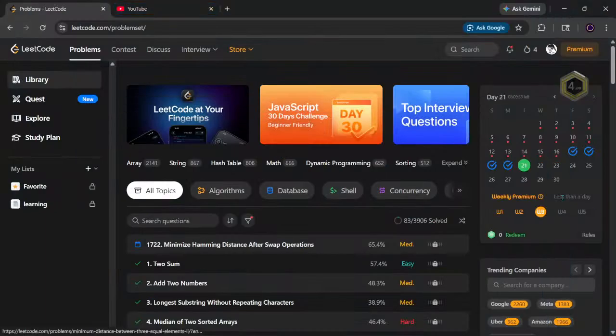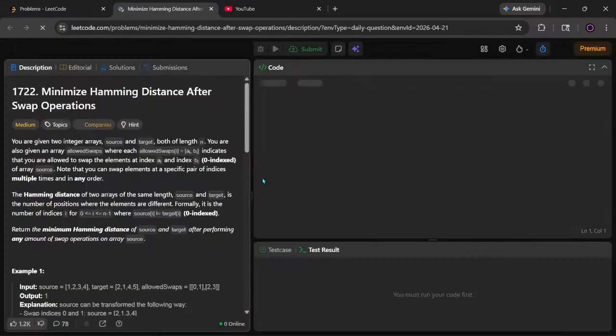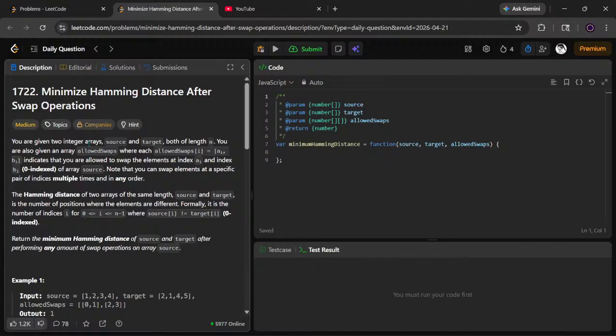First we look at A21. Minimize the hamming distance after swap operations. Given two integer arrays, source and target, both of the same length, and you are also given an array of allowed swaps. Each allowed swap A of I, B of I indicates that you are allowed to swap.